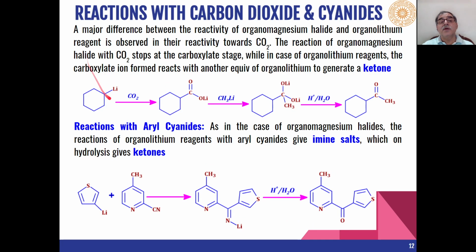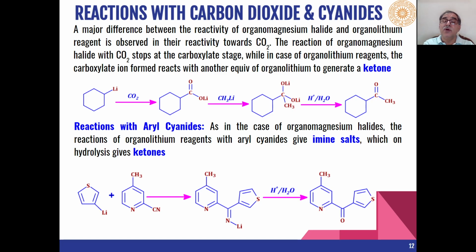Then organolithium compounds react with carbon dioxide to give us these types of lithium carboxylate intermediates, which will further add one more molecule of alkyl lithium or organolithium compound to give us dilithiates, and these dilithiates on hydrolysis will give us ketones as the product. So basically, carbon dioxide on addition to an organolithium compound will give us ketones as the product.